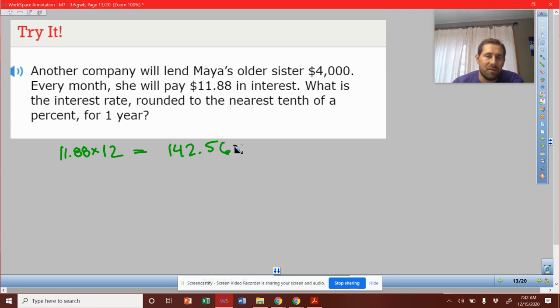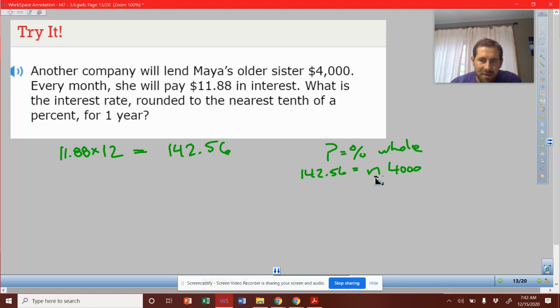$142.56. So again, we set up our part equals percent over the whole. We know that our part is our interest, so we paid $142.56 in interest. Our percent is what we don't know. Our whole initial amount of investment was $4,000. To undo this n times 4,000, you need to divide by 4,000.